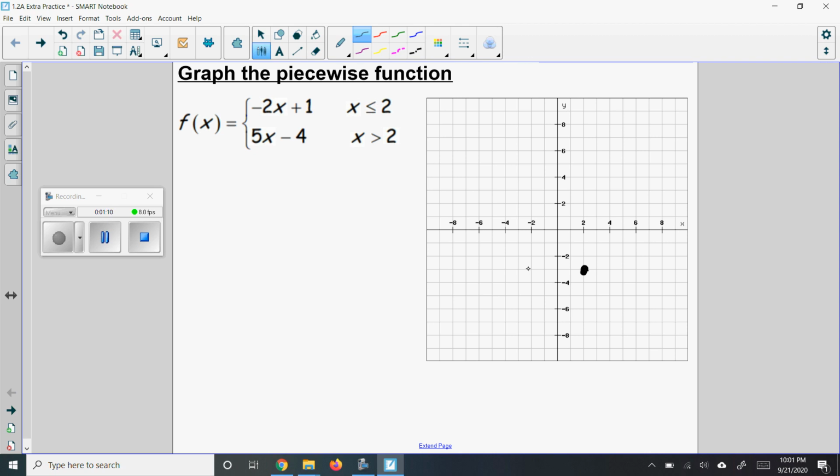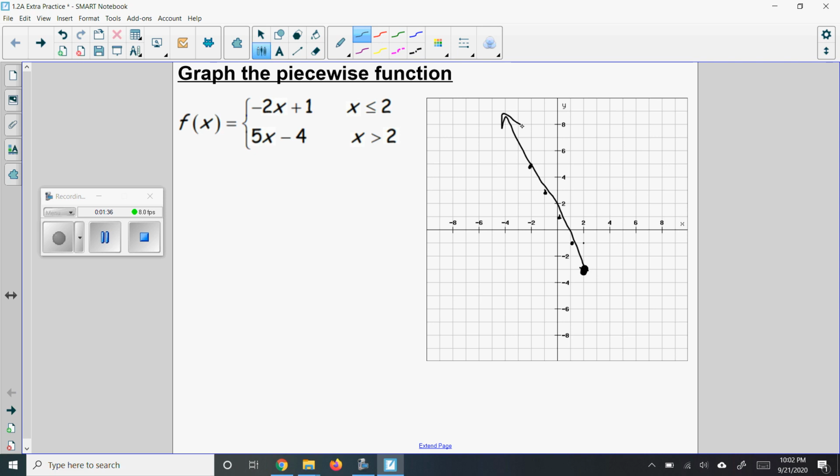A line with a negative slope goes this way, so we want to go up and to the left. We're going to go up 2 and left 1, up 2 and left 1, up 2, left 1, up 2, left 1, etc. Okay, so our line is going to look like this.